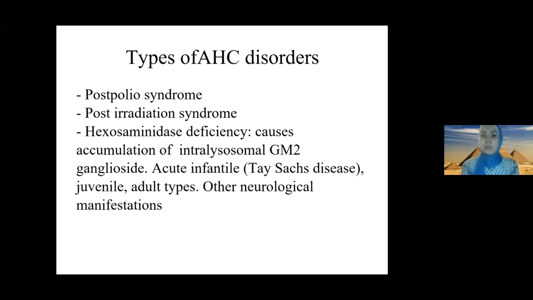Another cause of anterior horn cell disorder is post-irradiation syndrome, and hexosaminidase deficiency. It's the acute infantile Tay-Sachs disease, which is probably very well known. It's due to intralysosomal GM2 ganglioside accumulation. Again, it's rare.